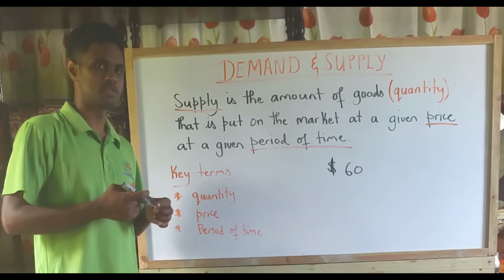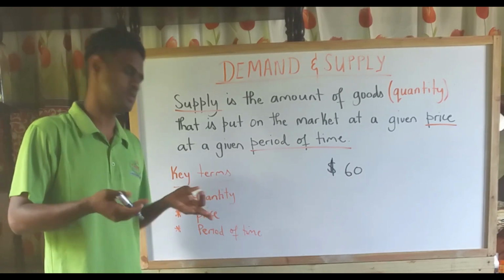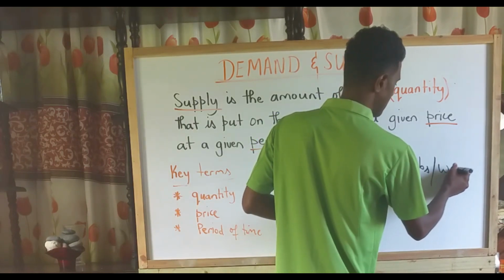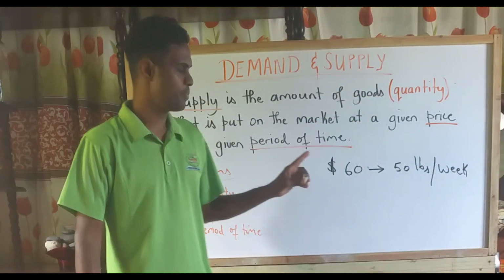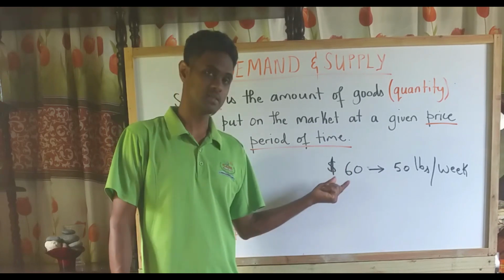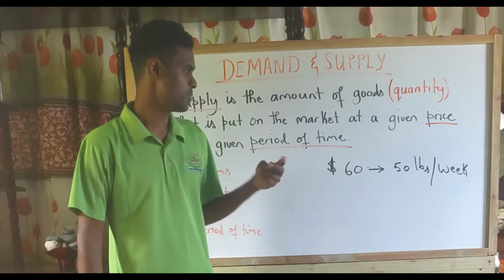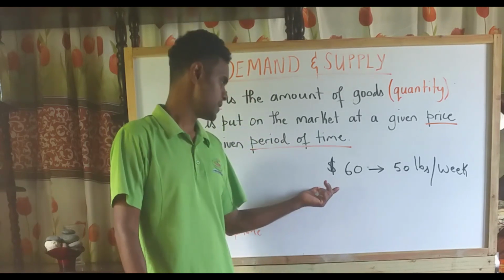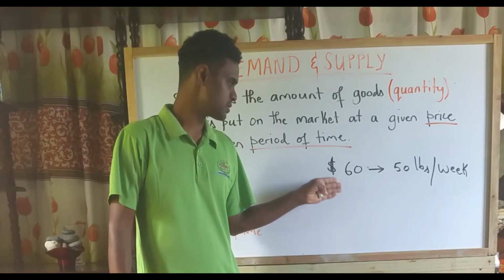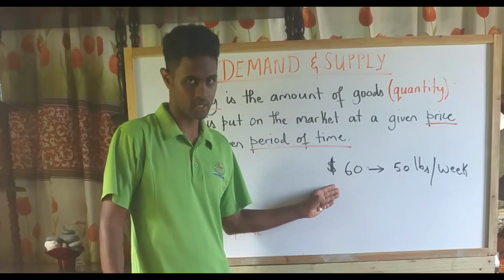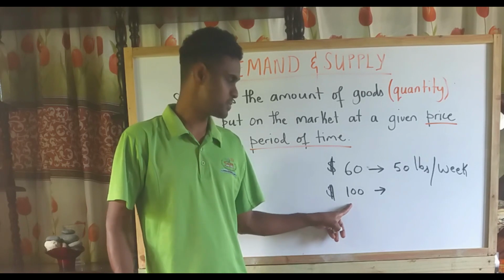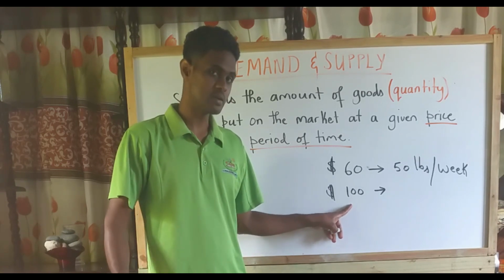The supplier may want to supply the regular amount, say 50 pounds per week. When the selling price for lettuce is $60, the suppliers may want to supply 50 pounds per week. However, say the selling price for lettuce goes up to about $100. The suppliers may get motivated because they might be saying, I can make a lot of money.